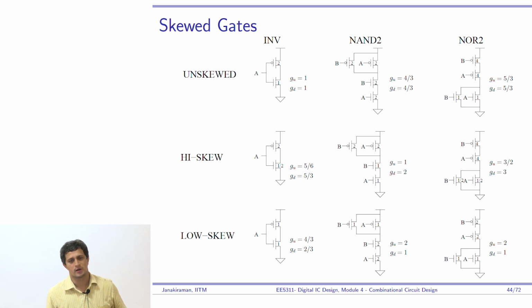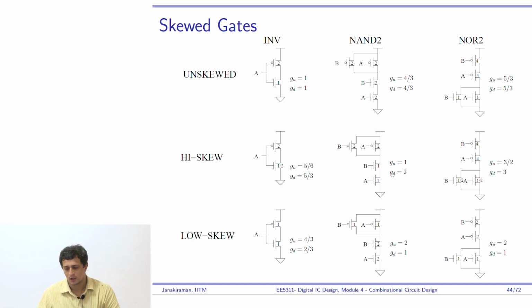What is shown here is basically the unskewed gate. Pull up logical effort is 1, pull down logical effort is 1. NAND 2: pull up logical effort is 4 by 3, pull down is 4 by 3. NOR 2: 5 by 3, 5 by 3. The top row is an unskewed gate. For the high skew inverter, we saw the logical effort is 5 by 6 for pull up and 5 by 3 for pull down.